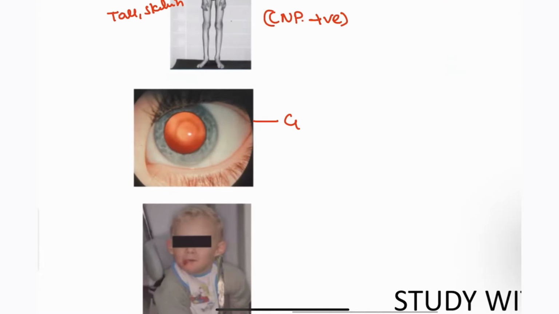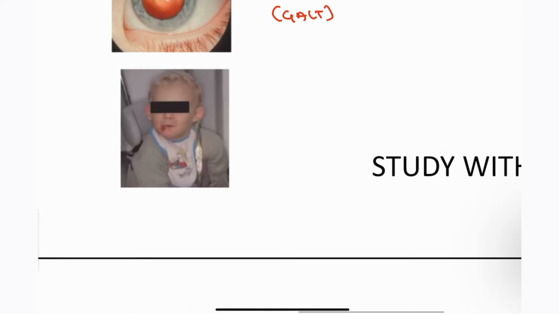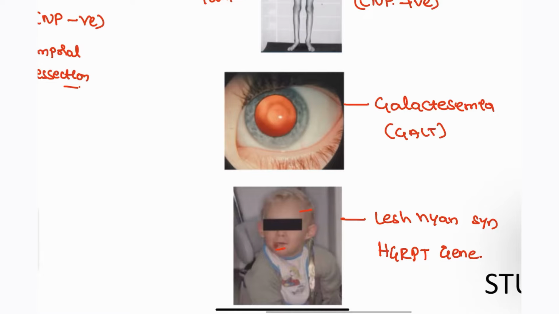This is galactosemia, right? The deficiency is due to the GALT gene. GALT gene deficiency is seen. Next, this is known as Lesch-Nyhan syndrome. Self-mutilation and mental retardation will be seen. What is the enzyme here? The HGPRT gene is involved in this patient, right? Oil drop cataracts will be seen in the patients with galactosemia.